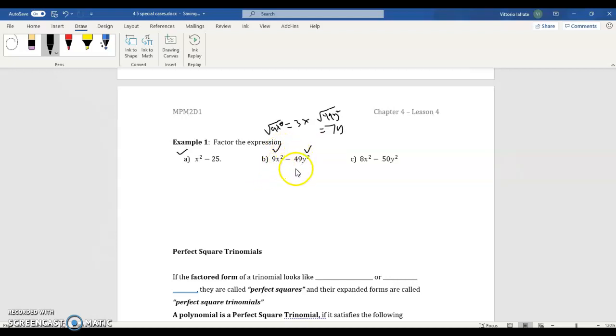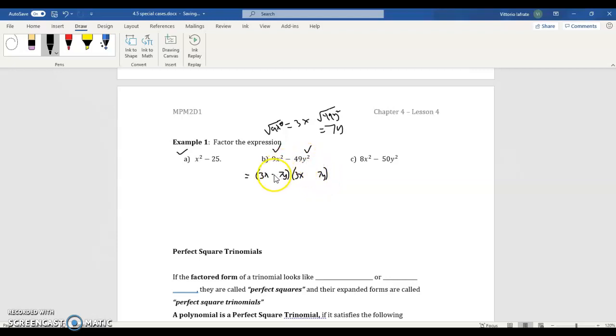Since we have a difference of squares, we can proceed to do our difference of squares method of factoring. So we can write our brackets, take the square root of the first term, we said it was 3x, put it in both brackets. Take the square root of the second term, we said it was 7y. Don't forget, you can't lose that y. 7y, 7y.